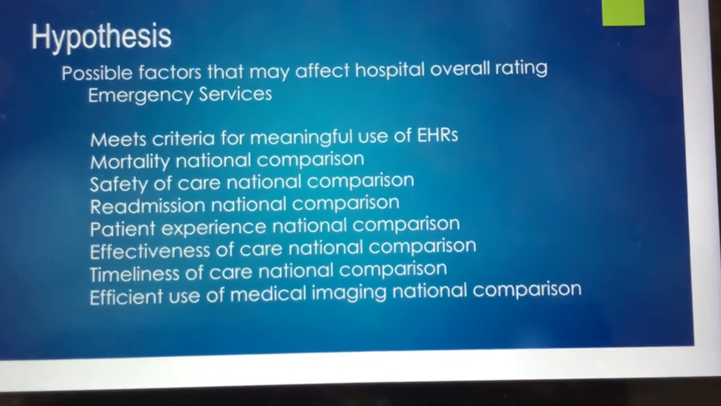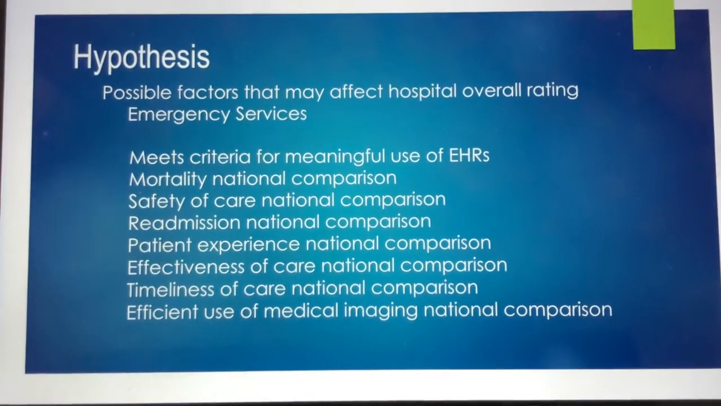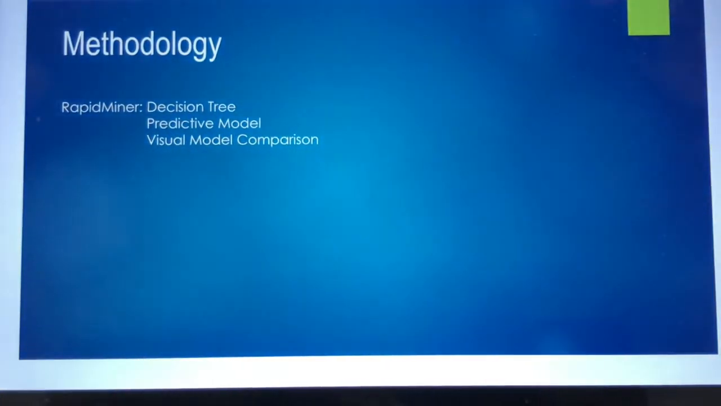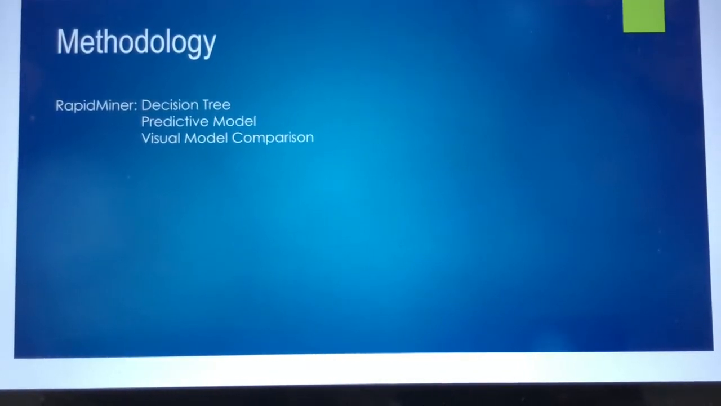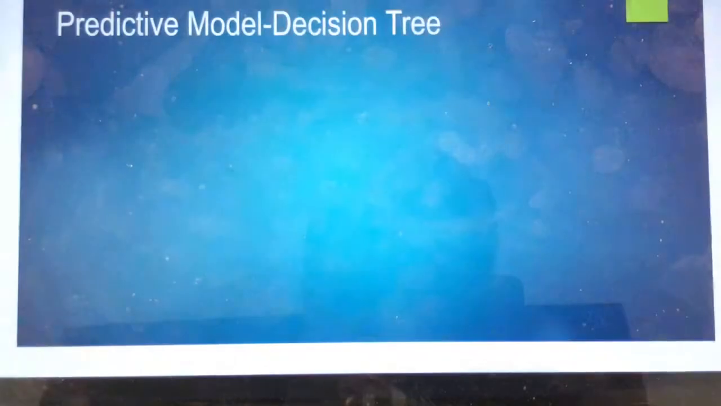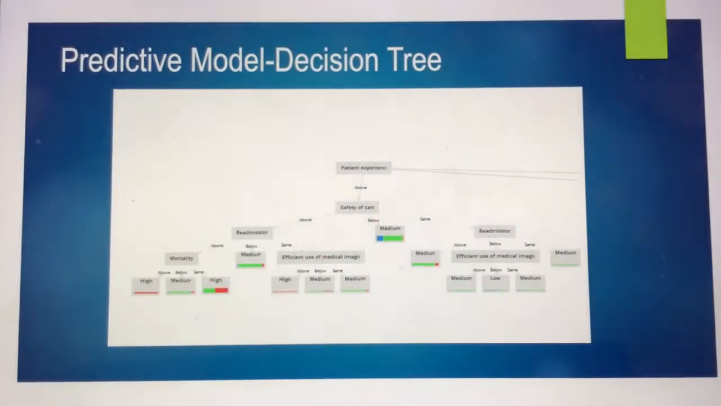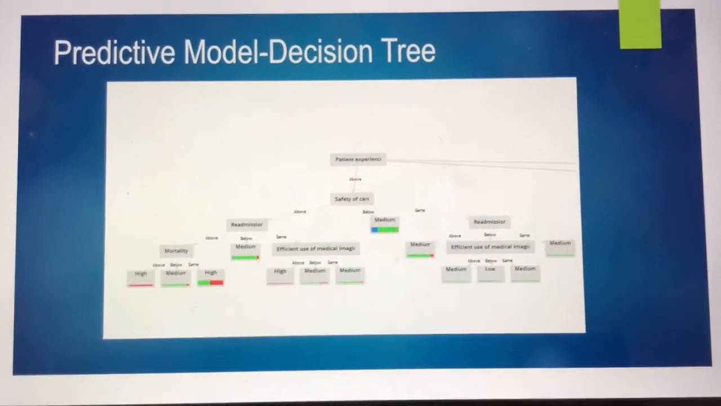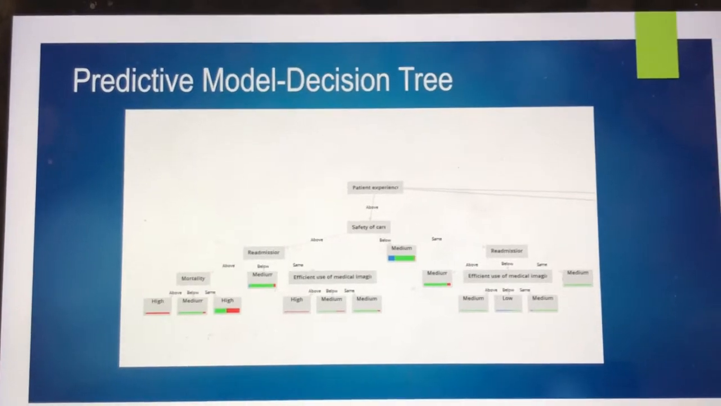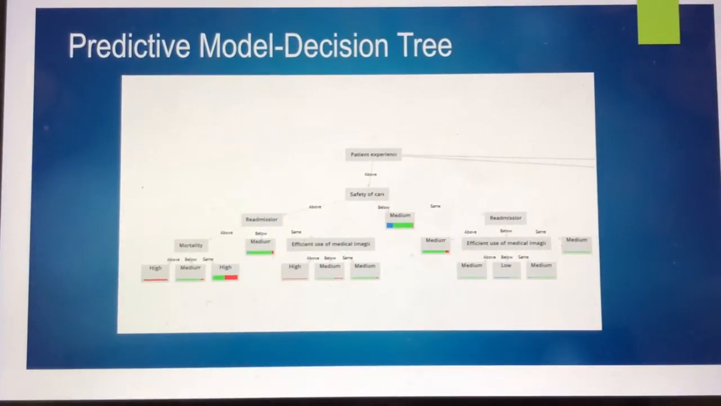First of all, we made a hypothesis that the listed factors may affect the overall rating. So we use RapidMiner to build predictive models that help conduct business analysis. The first one is decision tree. From the decision tree, we can see that the results are firstly divided by patient experience, and then by safety of care, and then by readmission.